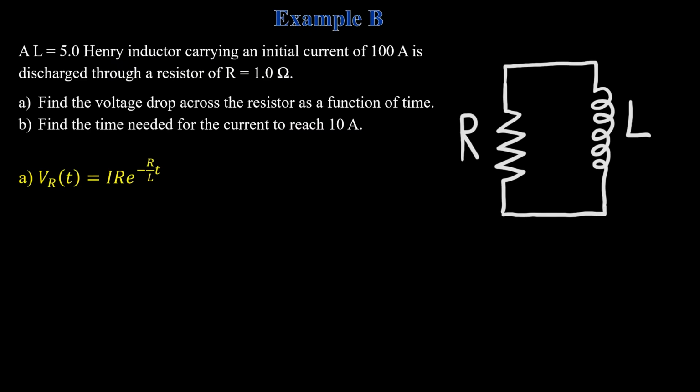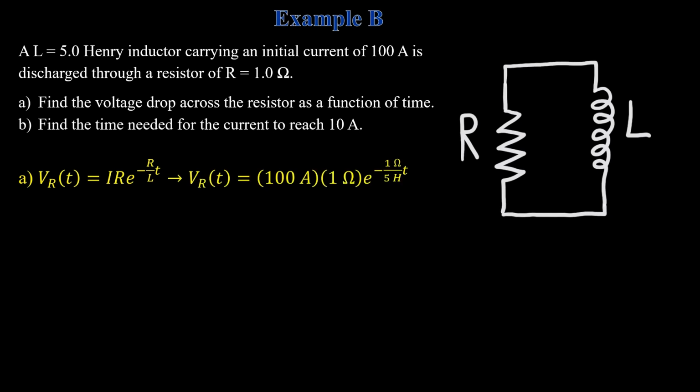The actual math involved in example B is pretty straightforward. I of t is I sub 0, which is 10, times e to the negative R over L times t. And then the voltage drop across the resistor is just, using Ohm's law, IR. Just multiply that by IR. Then you just plug numbers into this formula here.